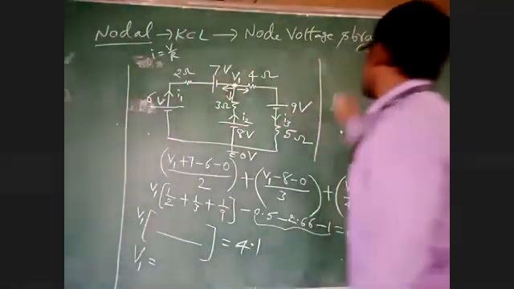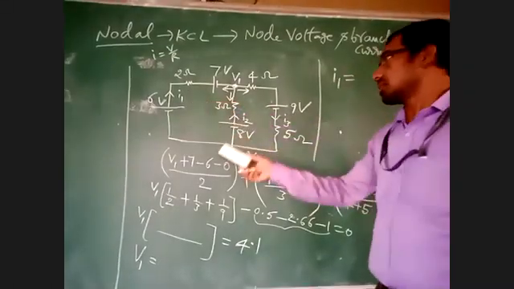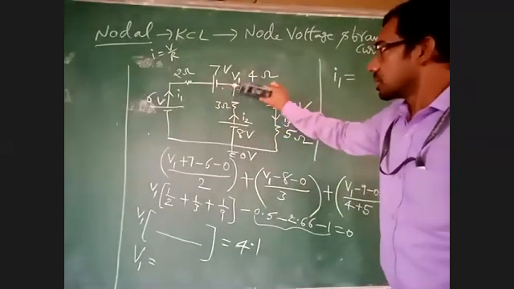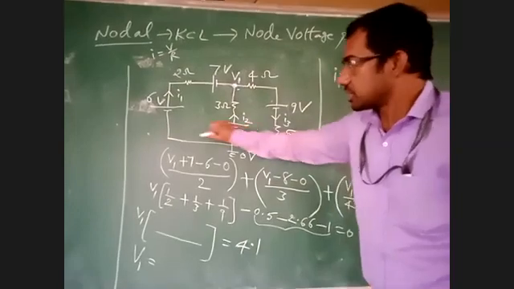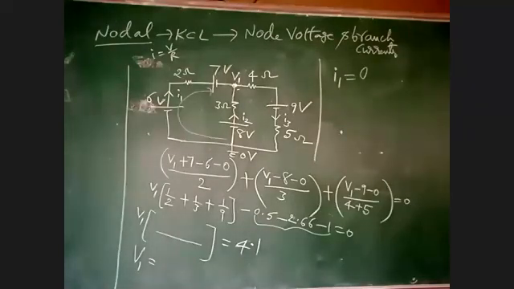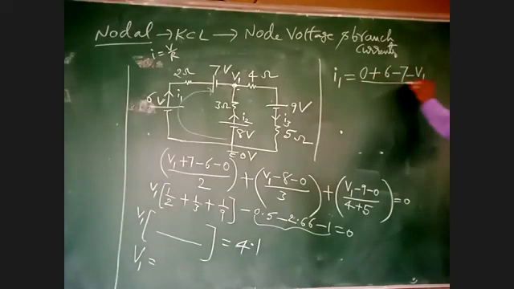Now see here, what is I1? Forget about the assumed current, forget about the assumed direction. Now come to the actual direction of current. What is the actual direction of current I1? This is the direction, from 0 to V1. 0 plus 6 minus 7 minus V1 by 2.